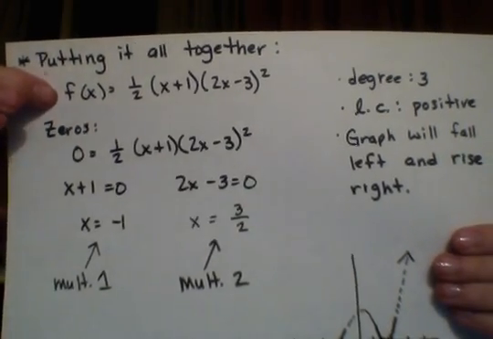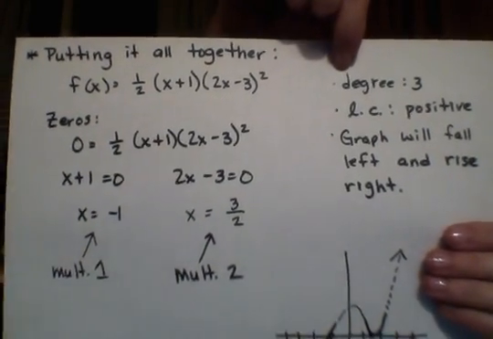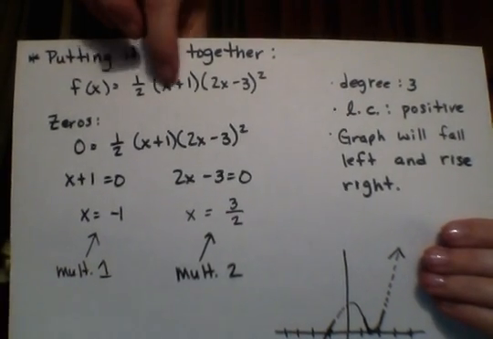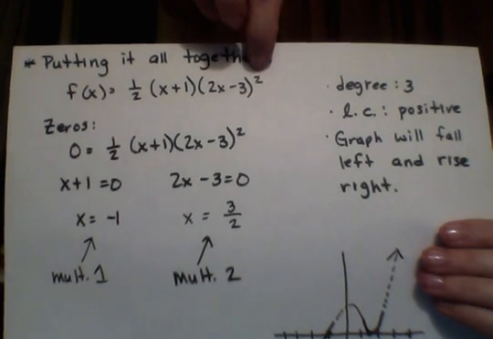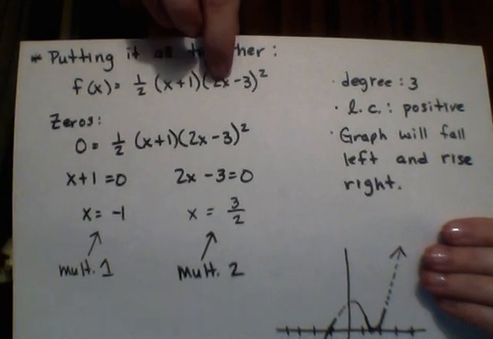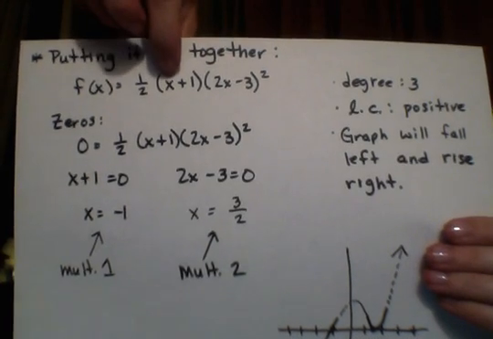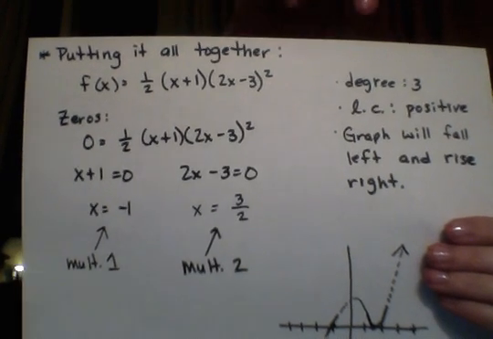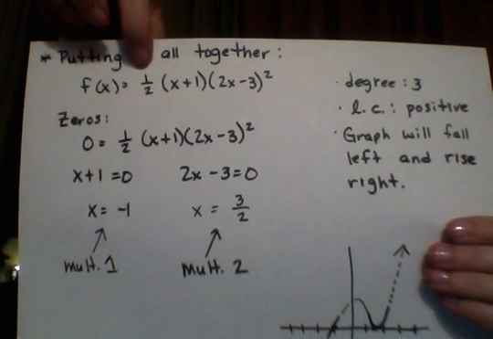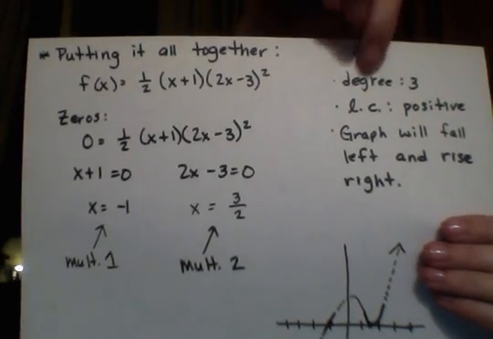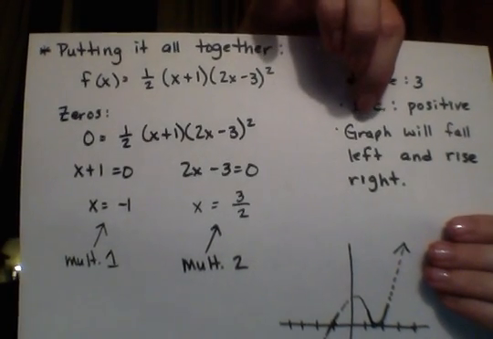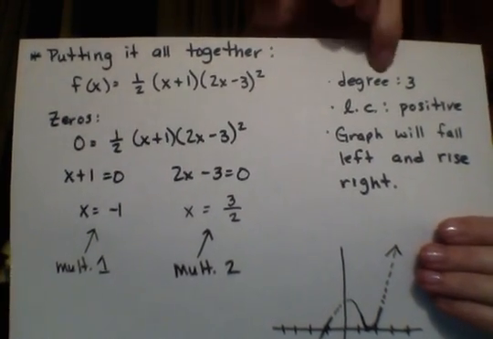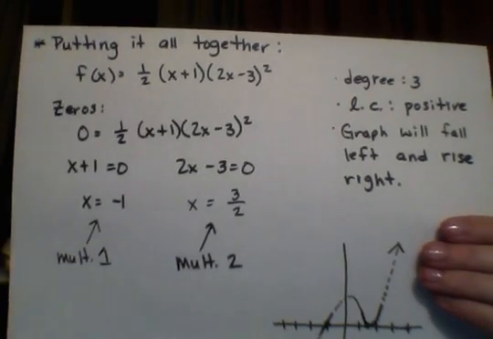Here's the function. Over here is where I started thinking about what was going on with this one. This one has a degree of 3, because if I were to multiply this out, by squaring this one, I would get an x squared term. An x squared term times another x would give me x cubed. The leading coefficient in this case is positive because 1/2 is positive. So that tells me that this graph is going to fall left and rise right.